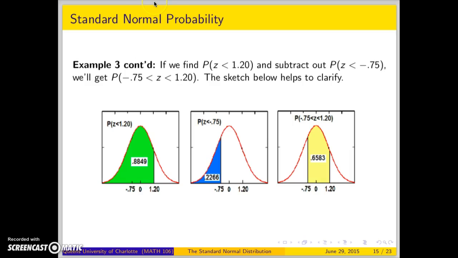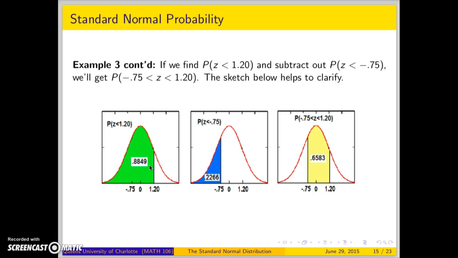Okay, so the first thing we want to do is find the area to the left, because the table is set up with the area to the left. So we first want to find the probability that z is less than 1.20, which is this graph. If we look at the table, the probability is 0.8849.